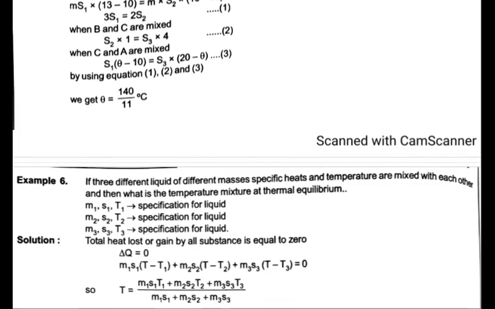Got it? So the final temperature will be given by M1 S1 T1 plus M2 S2 T2 plus M3 S3 T3, divided by M1 S1 plus M2 S2 plus M3 S3. You don't have to remember the formula, but this is the basic concept. You can use this for 2 liquids, 3 liquids, 4 liquids, and this is comparatively easier to use.